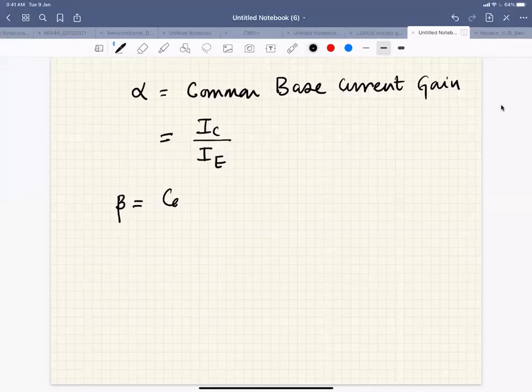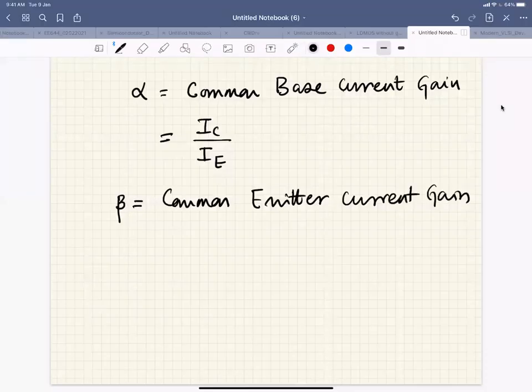And similarly, there is a terminology called beta. This is the common emitter current gain. When your transistor is operating in the common emitter configuration, your output current is IC and your input current is IB, so beta is IC by IB. So this is common base current gain and common emitter current gain.